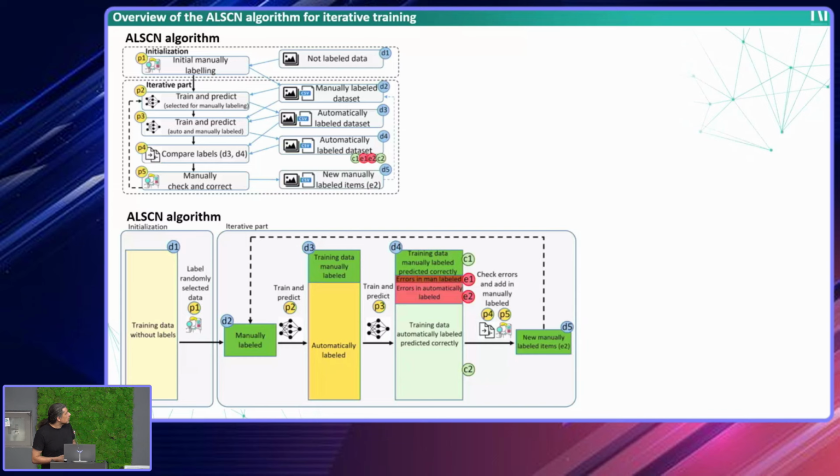And that's how my algorithm looks. This is the same algorithm but presented in two different ways. You have letters P1, P2, P3, these are processes, and D1, D2, D3, and so on, this is data. And how it looks like.